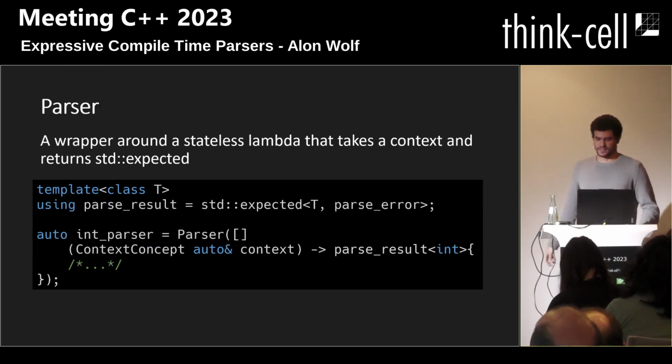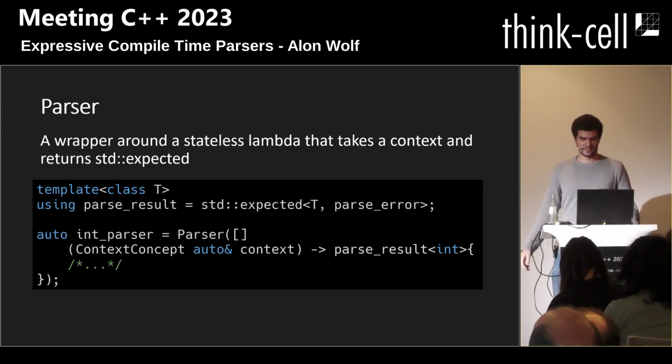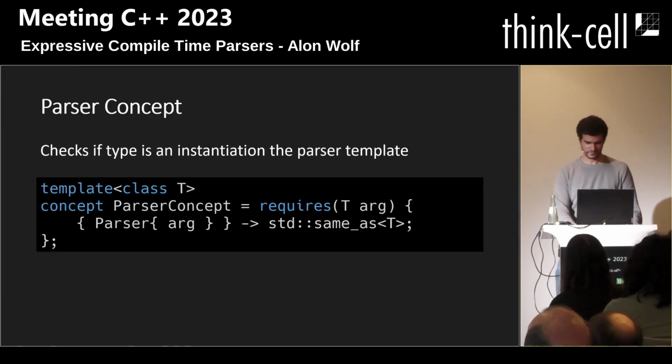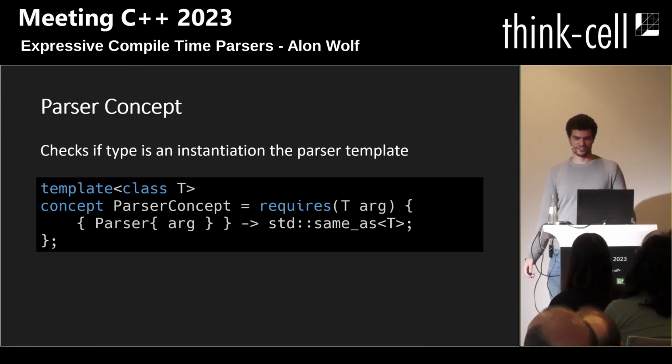Okay, we can use C++23 std::expected to represent the parse result, which can be a value or a parsing error. A parser in this library is just a wrapper around a stateless lambda that takes a parsing context by reference and returns the parsing result. The parsing context is a struct that contains the input string and the current parsing position. We can define concepts that check if a type is an instantiation of the parser template. It is implemented by calling the parser constructor with a concept argument and checking if they have the same type.